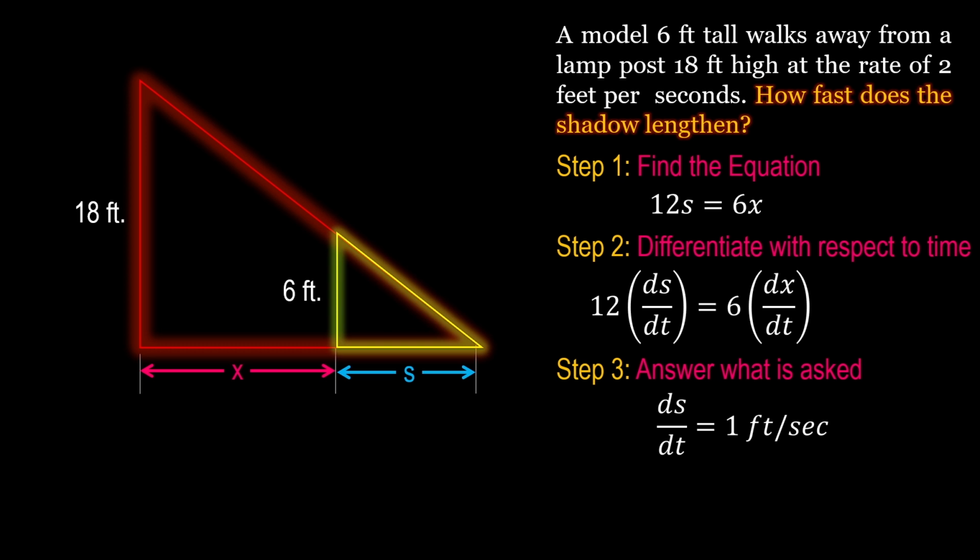So again, to conclude, the 3 simple easy steps in solving problems related to time rates are these. Step number 1, you have to find the equation. Step number 2, you have to differentiate the equation you have found with respect to time. And step number 3, of course, you have to answer what is asked in the problem. So those are the 3 simple easy steps we use in solving problems related to time rates.